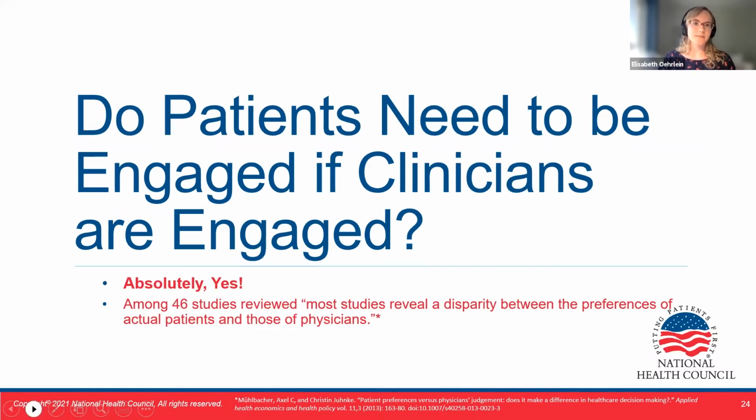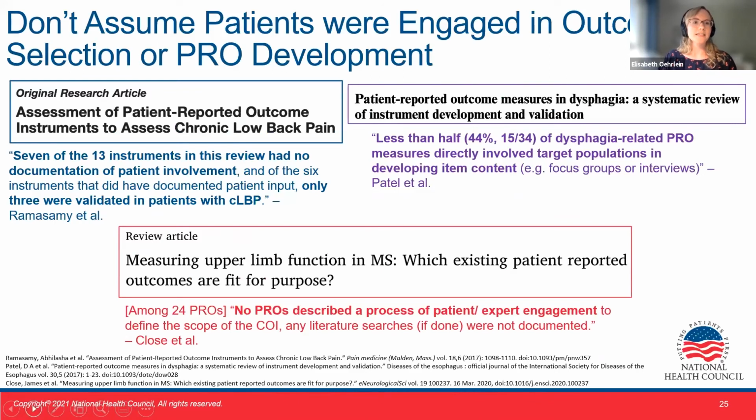Next slide, please. So I also wanted to show a couple of examples about why it's really important that as you are evaluating the evidence that you don't assume that patients were engaged in outcome selection or in PRO development. So these are just a couple of examples where researchers had conducted a literature review about a specific topic.